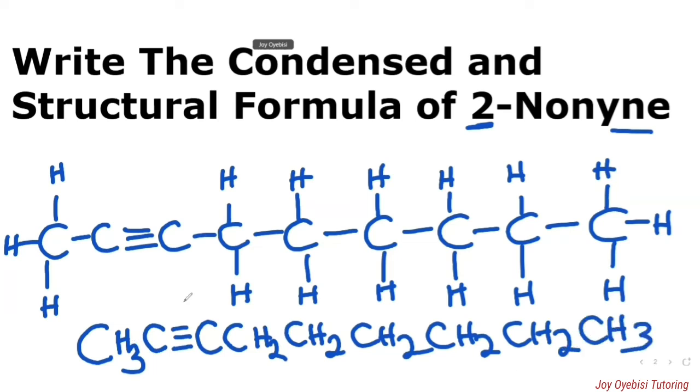Now, you see the difference is that in structural formula, all the bonds and all the atoms are spelled out, whereas in the condensed structural formula, you do not need to put the bonds. So you condense all the bonds. This next example is to write the condensed structural formula of pentanal.